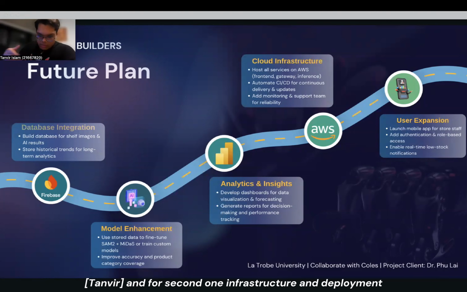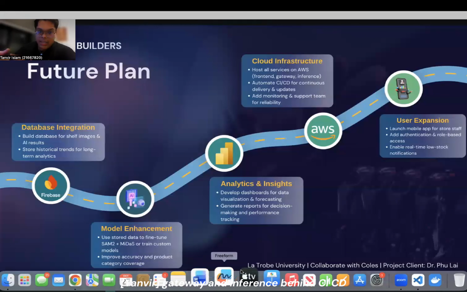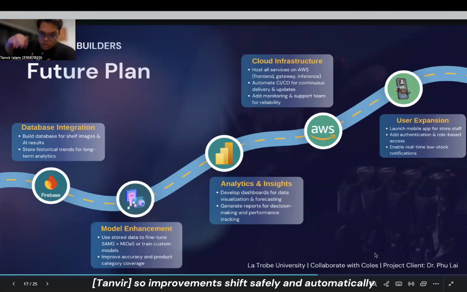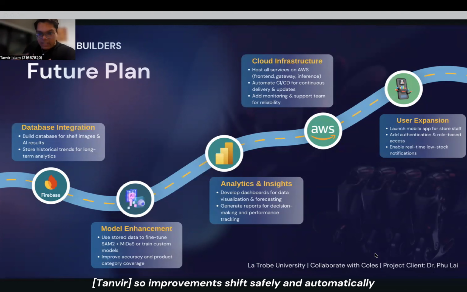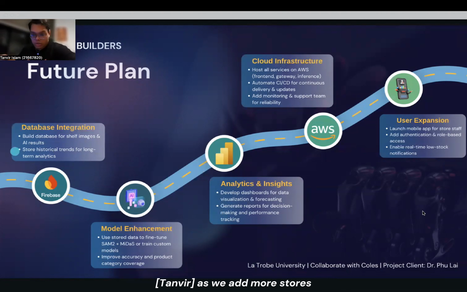And for the second one, infrastructure and deployment, we will host the stack on AWS, with the front-end, gateway, and inference behind CI/CD, so improvements ship safely and automatically. With monitoring and a light support model, we get predictable uptime and latency as we add more stores.